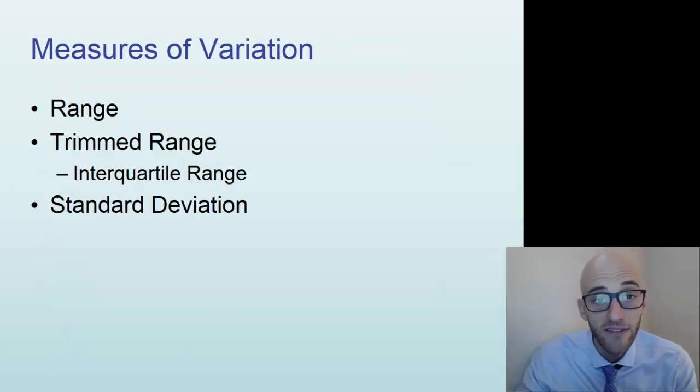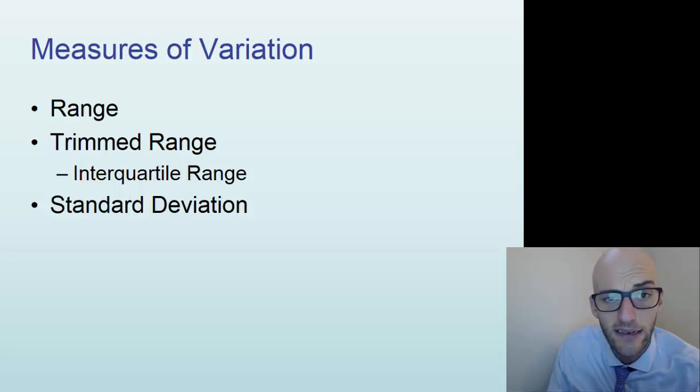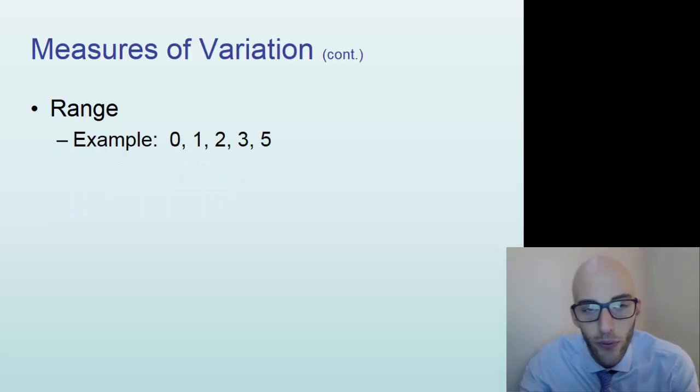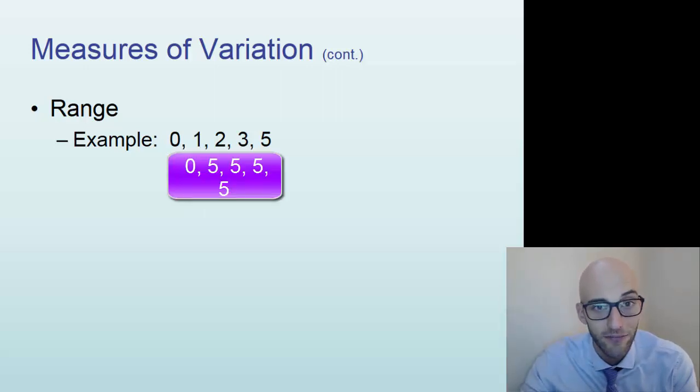So some other measures of central tendency or measures of variation are the range, the trim range, the interquartile range, and standard deviation. I'm hoping that you're already pretty familiar with range and interquartile range, and you're probably more comfortable with standard deviation than you think you are. So a real quick, easy example here of range: the difference between the lowest number and the highest number. Here we've got a range of 0 to 5. So simply the range is 5, right? You could say there's a range of 0 to 5 here.